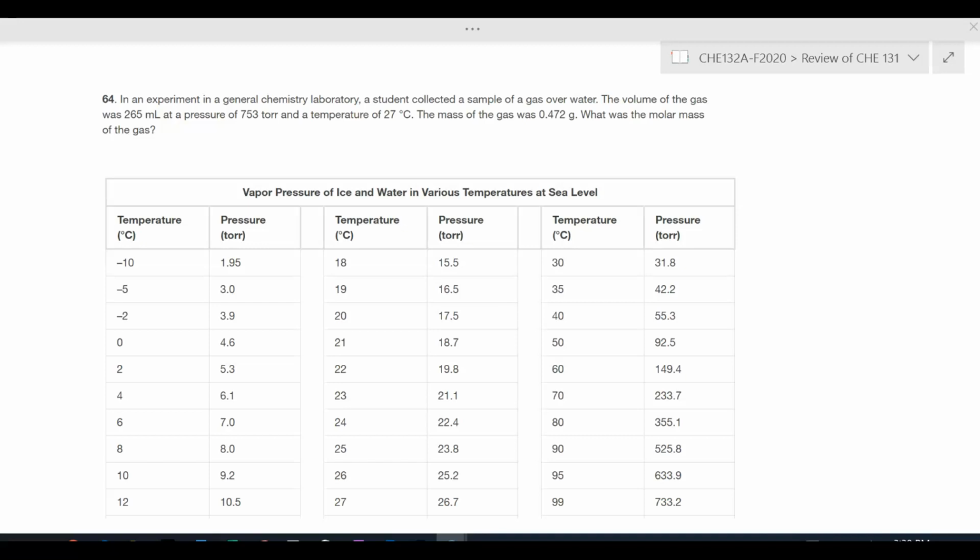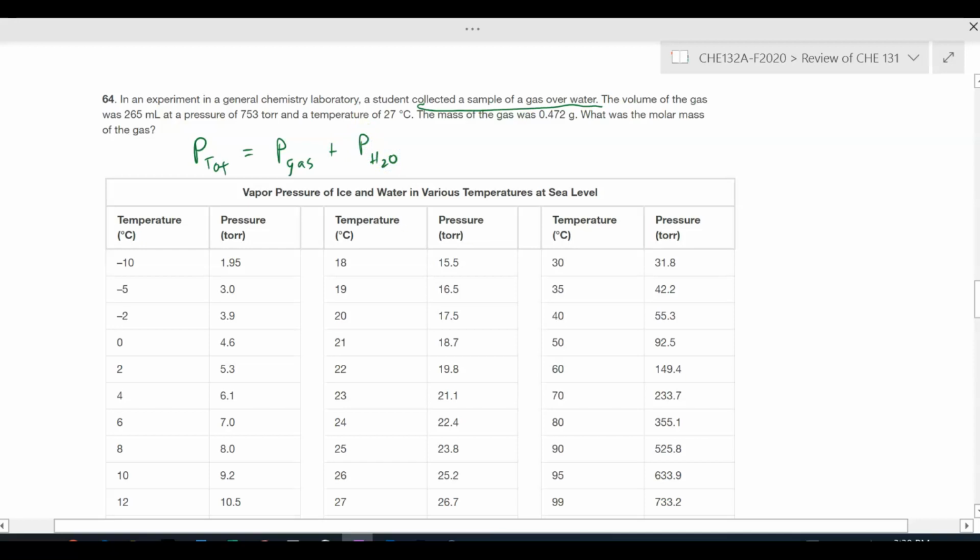So the first thing we have to do is recognize what this collecting the sample over water means. What that means is that we have a mixture. Our total pressure is going to be the sum of the pressure of our gas, which we don't know what the gas is, so I'm going to say P of gas, plus the partial pressure due to water.